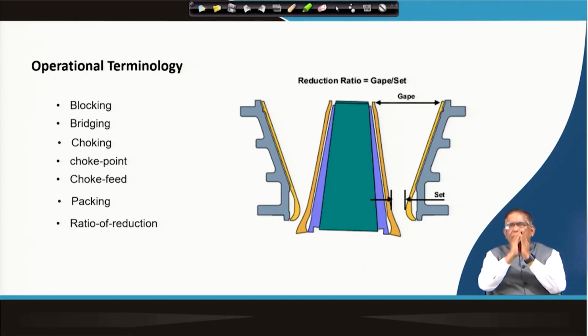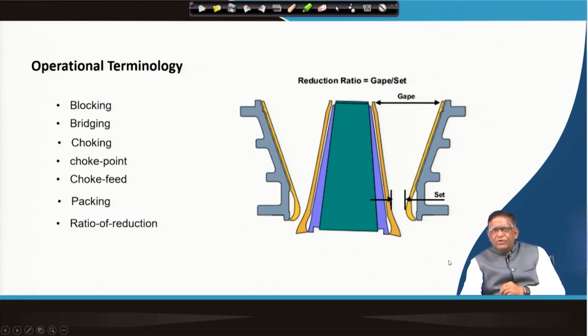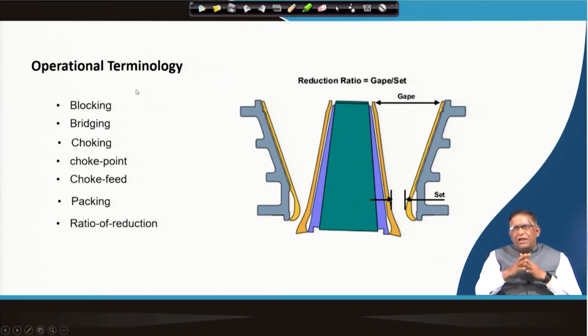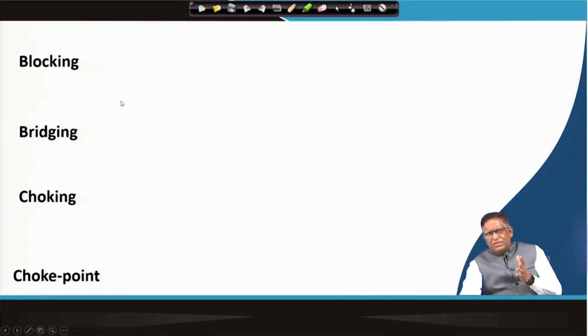By that, exactly when they are giving, if it is a fixed plate, if this plate is coming over here, then the main gap which is there is called your set. Then the gap and set ratio will give you the reduction ratio. But some of the terminology which you will come across in selecting or operating a crusher is blocking, bridging, choking, choke point, choke feed, packing and the reduction ratio. These are terms you will find quite often. So, let us see what they mean.